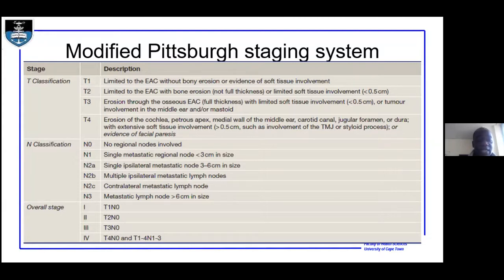In terms of N classification, this is not different from other tumors. N0, there are no regional nodes involved. N1, single metastatic regional node less than 3 centimeters. N2A, single ipsilateral metastatic node 3 to 6 centimeters in size. N2B is multiple ipsilateral metastatic lymph nodes, and N2C, contralateral metastatic lymph node. And N3 is a metastatic lymph node which is more than 6 centimeters in size.